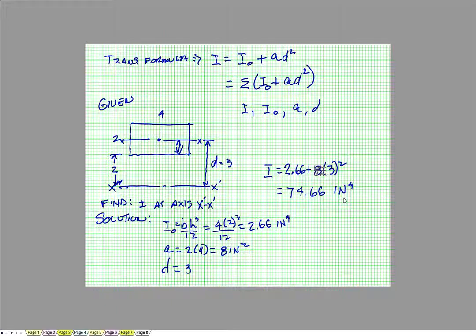Now we know that moment of inertia I, the units are inches to the fourth. Area is inches squared. Distance is inches, but then we square it, so it's inches squared. So the units work. We have to make sure that the units work. In that case, we didn't have to sum anything because there's only one shape.